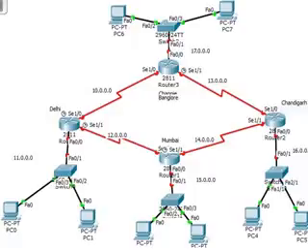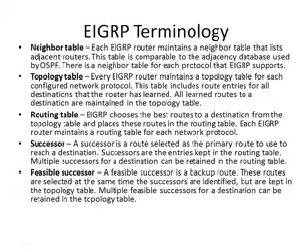What is the benefit of that? In case one of the route paths goes down, it has the alternate path to reach that particular network. All learned routes to a destination are maintained in the topology table.